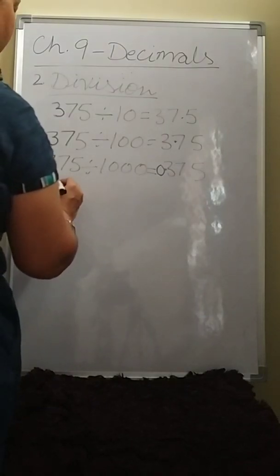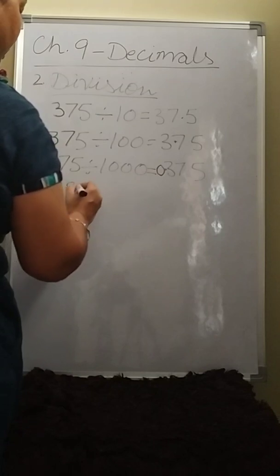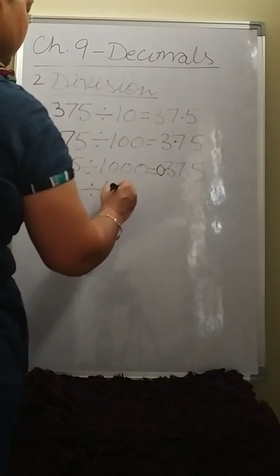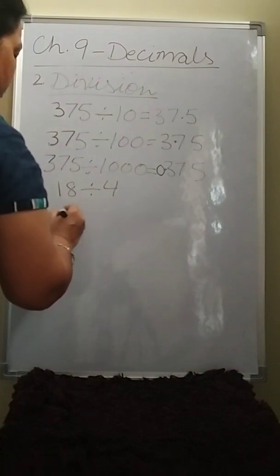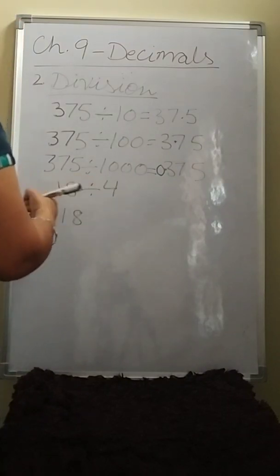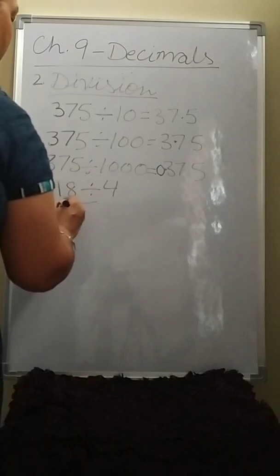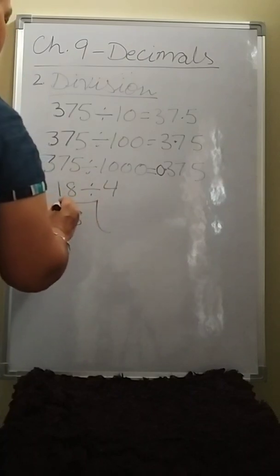Next, how to divide other numbers? Like you have to divide 18 by 4. How to divide? Look here. On both sides whole numbers are there, no decimal is there. So you will simply divide 18 by 4.